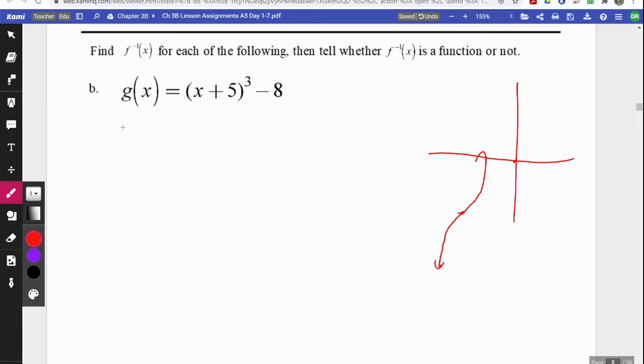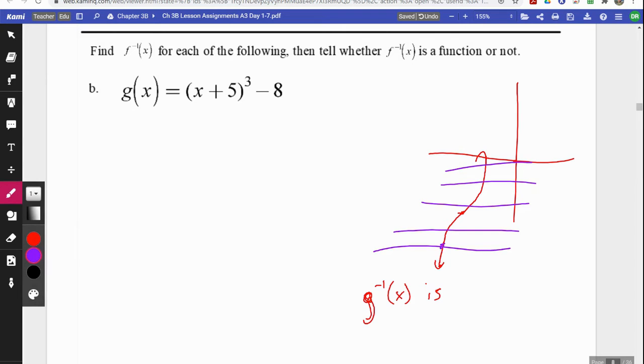And this is g of x, so we're saying g, oh, that's a crazy g. G inverse of x is, and if we did a horizontal line test to this function right here, we would see that anywhere on this graph that I cross it with the horizontal line, it's only going to cross my graph once. So it is a function, and we're talking about the inverse.